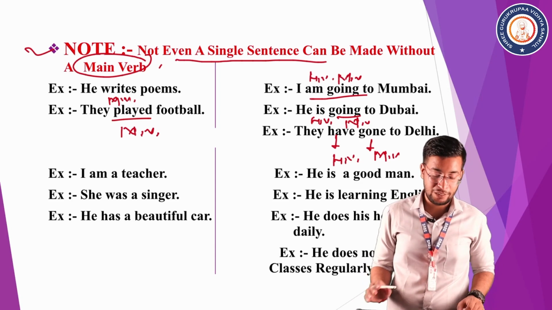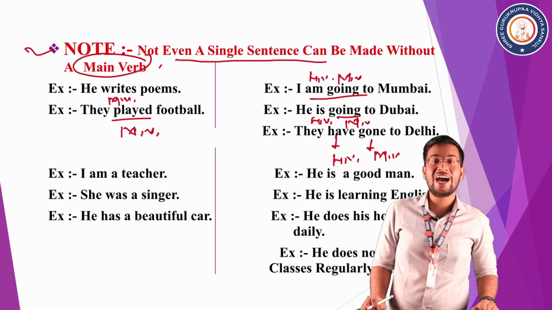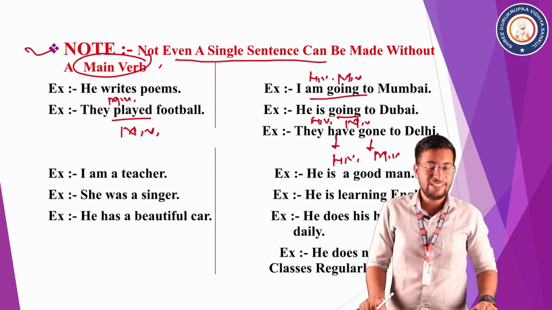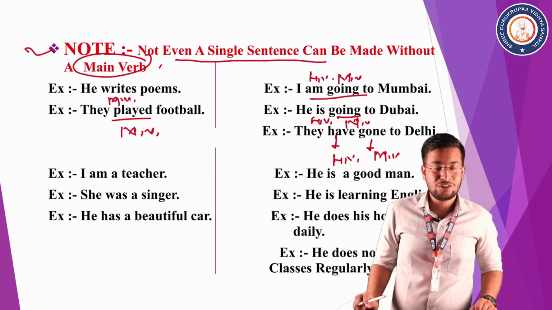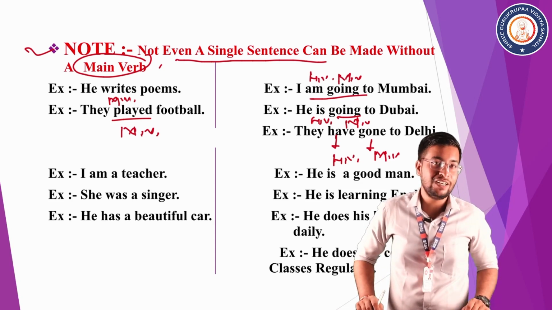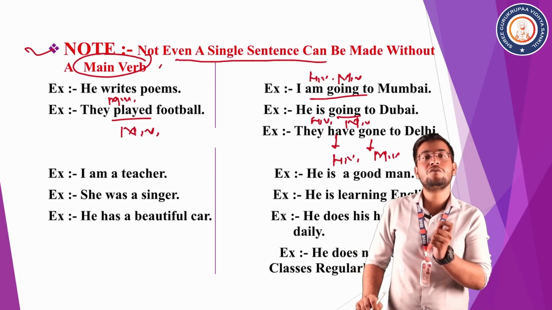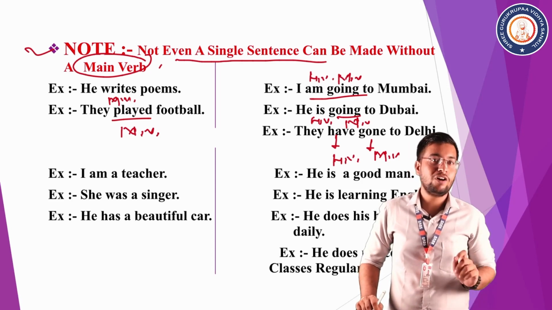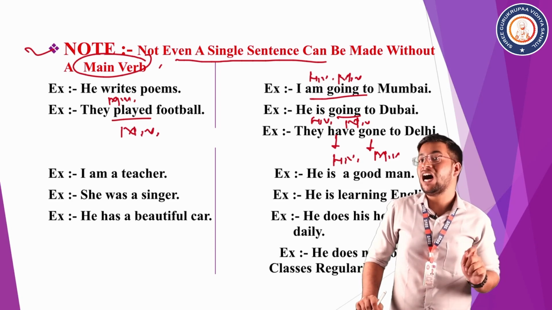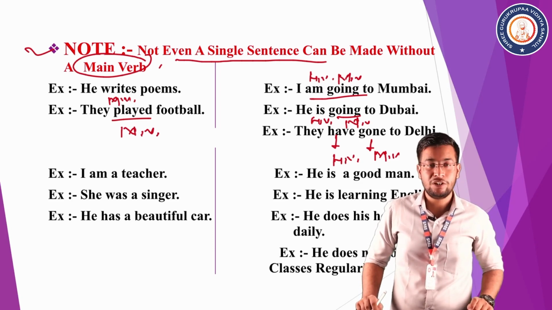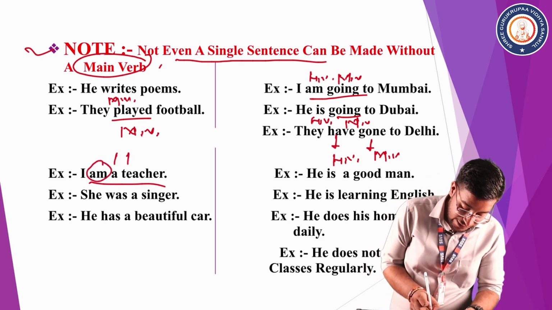We have seen this example. Now let's look at another example. For example, I am a teacher. Now you will say, in this example there is no main verb, then how is this sentence made? But dear student, we have to remember one thing very clearly. If a main verb is not used in a sentence, then the helping verb works as a main verb. So in this example, I am a teacher, am is working as a main verb.